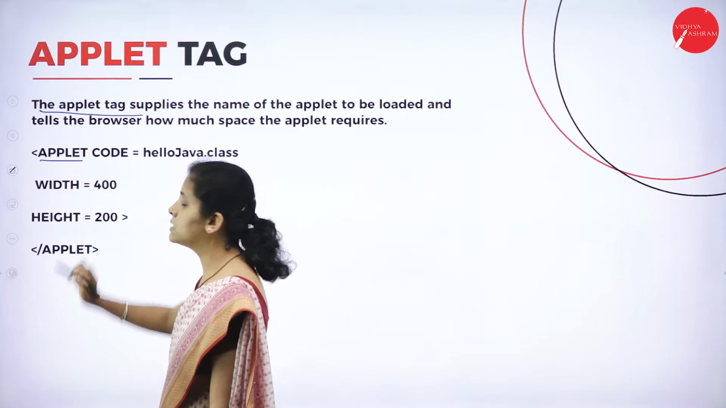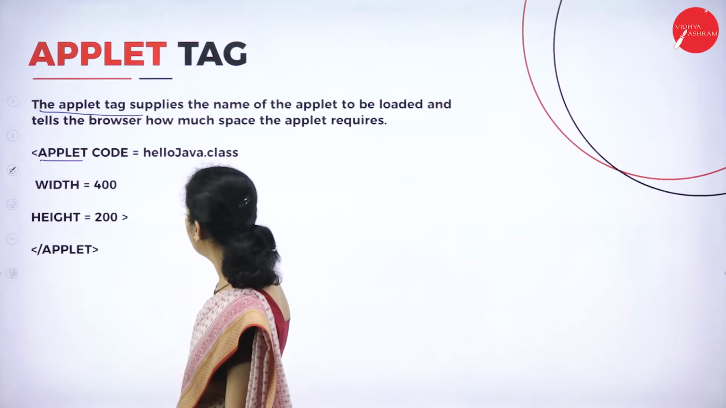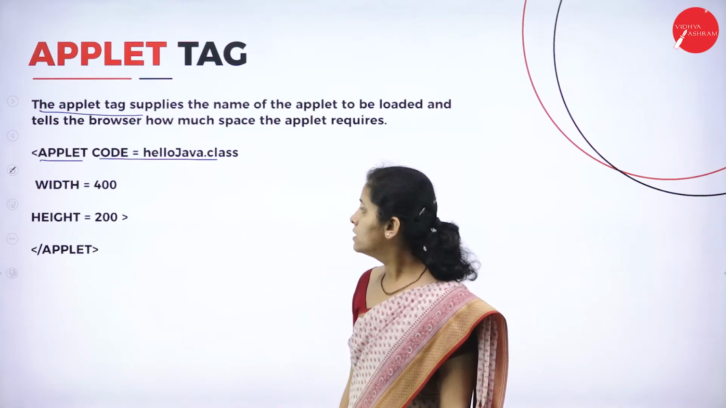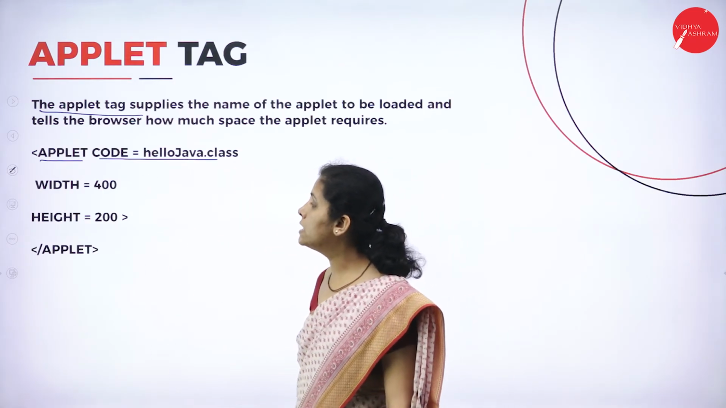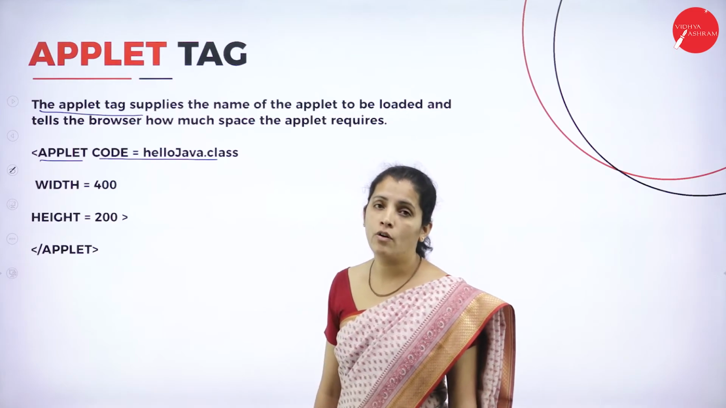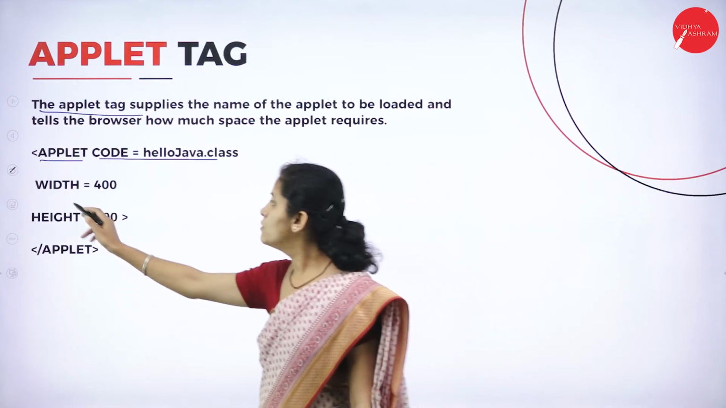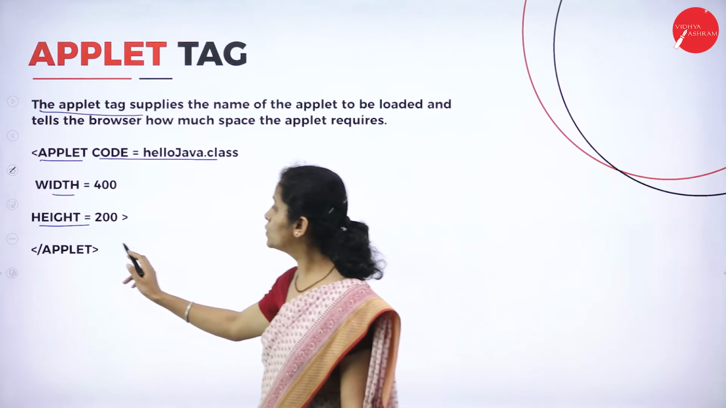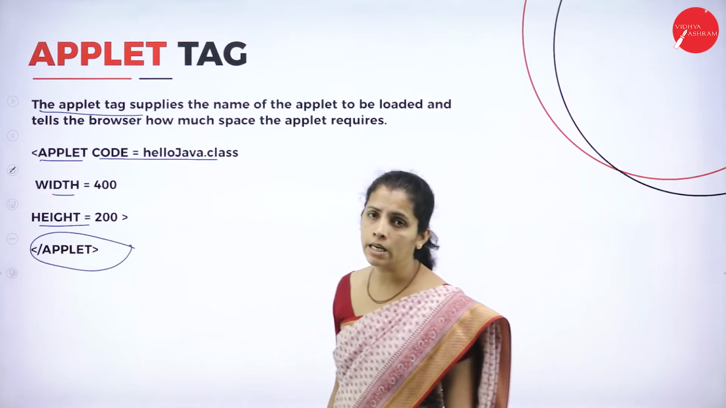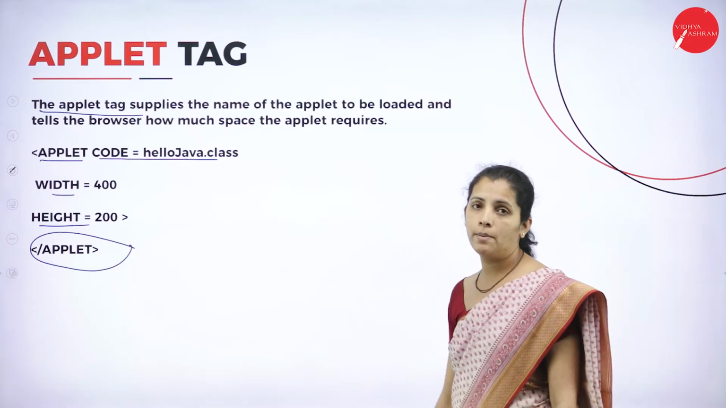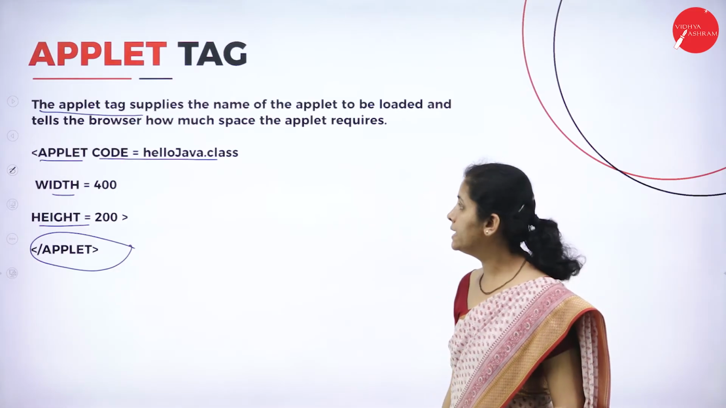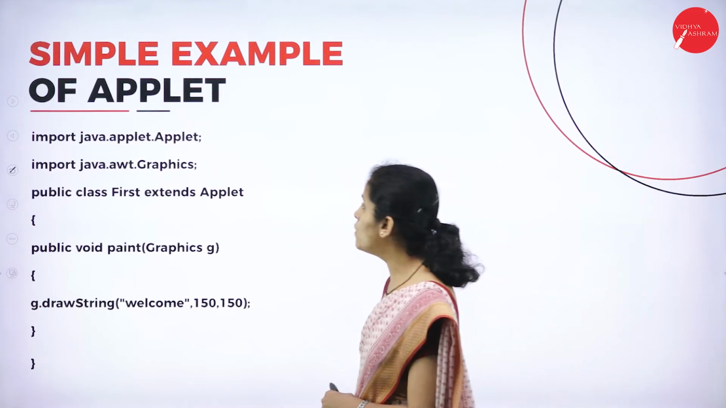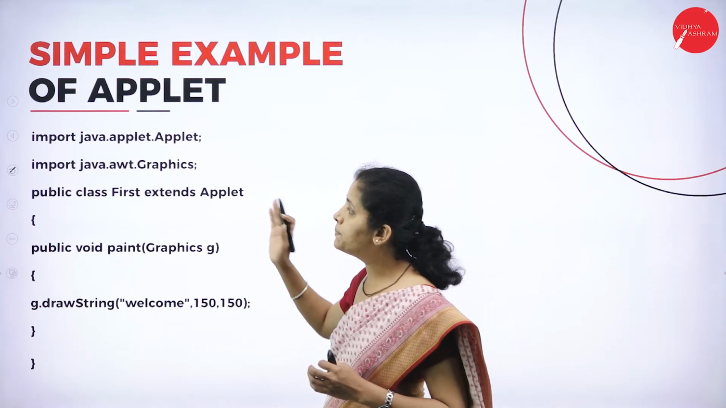So here this is my applet tag. I'm going to start with the tag name applet and specify the applet name. Now I'm going to specify the height and width of the applet, that is width as well as height. After that, I'm going to close the applet tag. This is the way I can make use of the applet tag. Now I'm going to have this simple applet program.